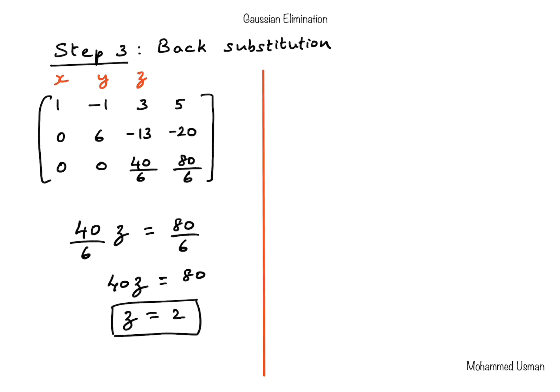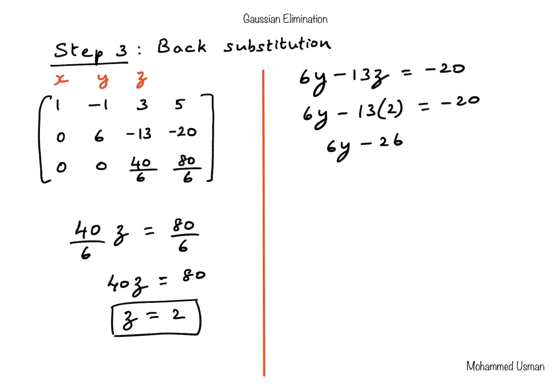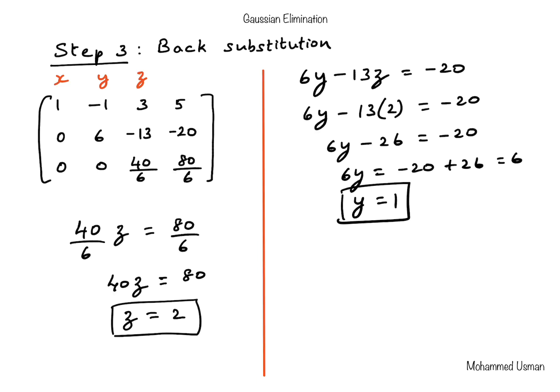So the next step would be to solve for y. So we'll solve for y using the second row of the row echelon matrix. So the second row gives us 6y minus 13z equals minus 20. So that means 6y minus 13 into z. The value of z we have obtained here as 2, so we can substitute that over here. So that's why we call this as back substitution. So 13 into 2 equals minus 20. So 6y minus 26 equal to minus 20. We can take this minus 26 to the other side of the equal to. So 6y equals minus 20 plus 26, which is equal to 6. So therefore y is equal to 1. And again, that's the answer we got previously as well.